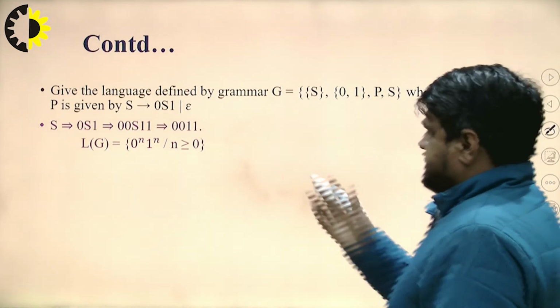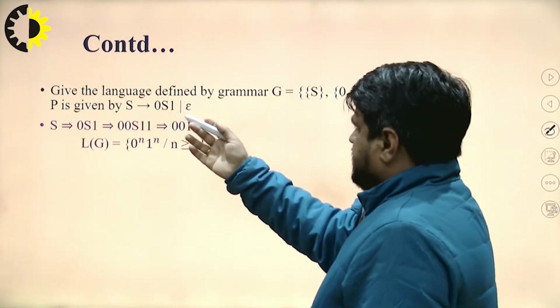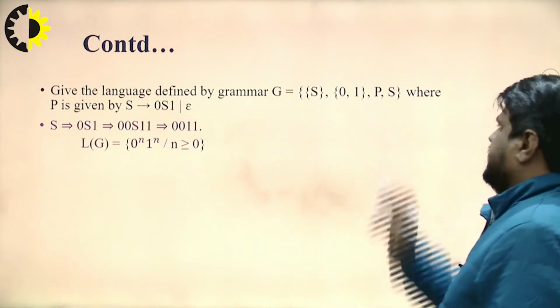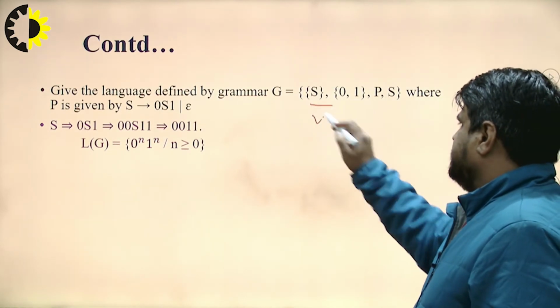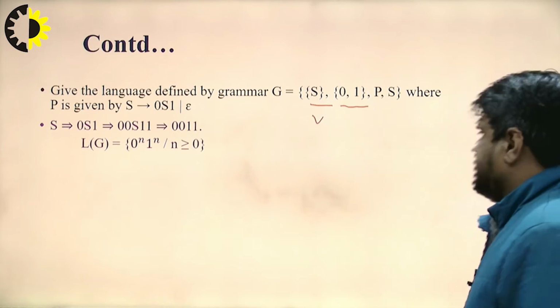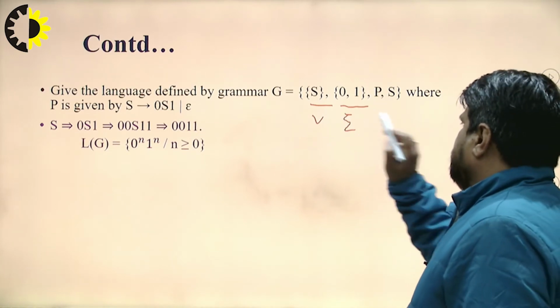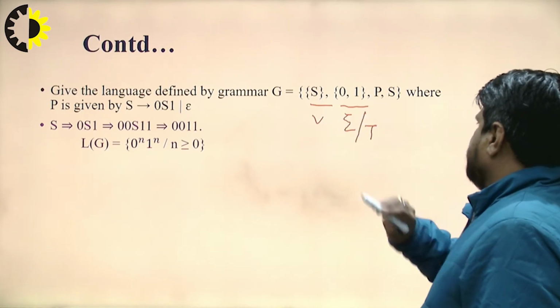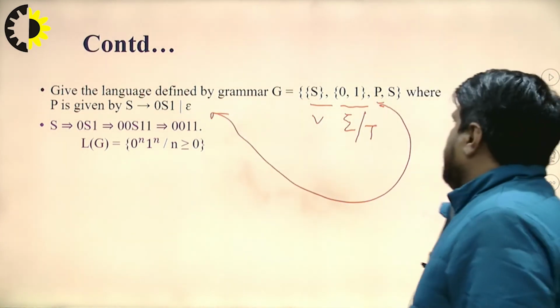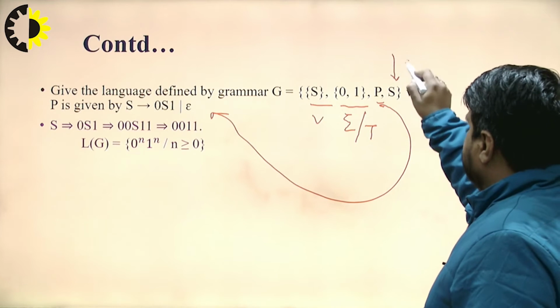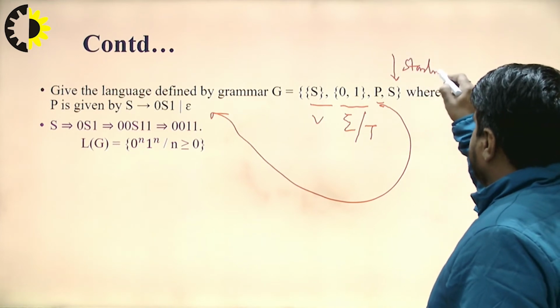Now, you can see for this one, the grammar is given here. S is the set of variables, 0, 1 is the set of terminals, some authors use T, P is the production set that is given here, and S is the starting symbol, right? S is the starting symbol.